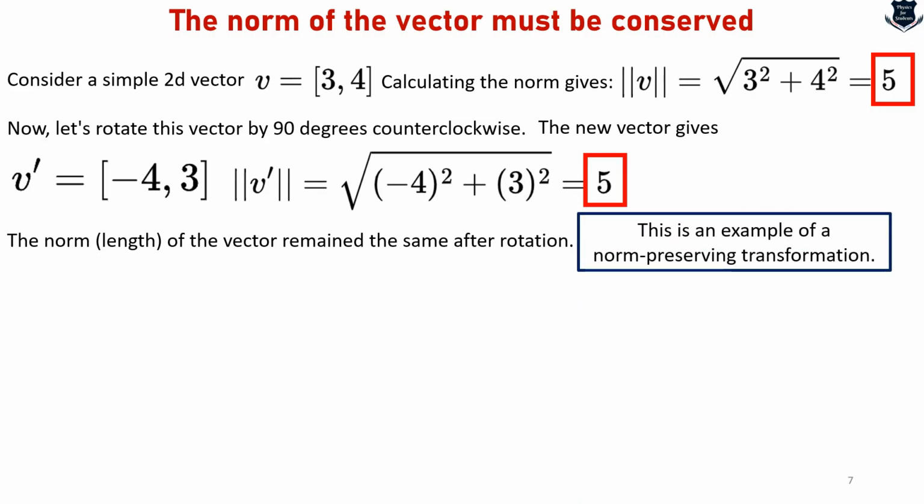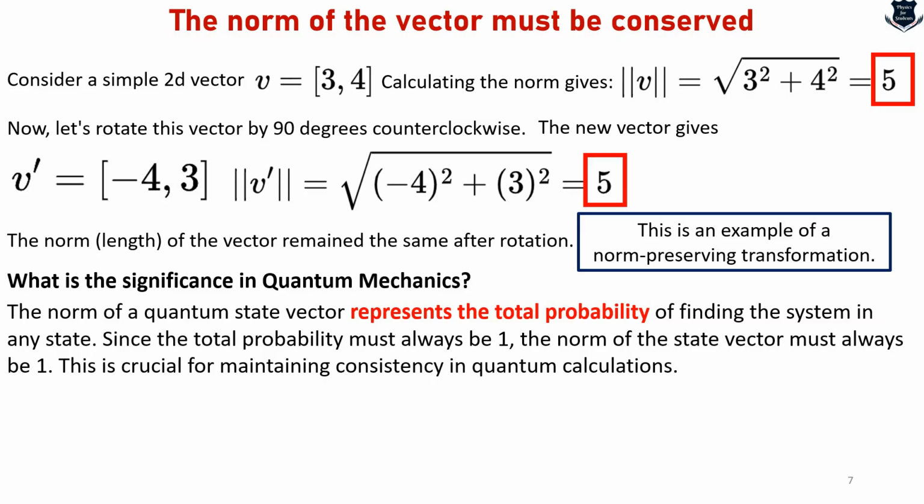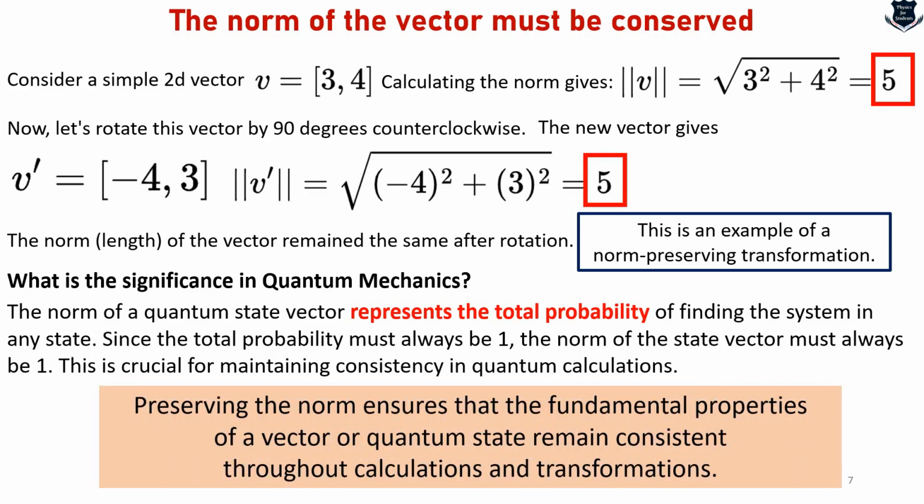So from here we can say that this is a very important example of a norm-preserving transformation. Now you might have a question: we understand all those things, this comes from a very basic understanding of mathematics, so what is the significance in terms of quantum mechanics? You see, if the total probability is 1, then the norm of the state vector must always be 1, and it is very important for maintaining consistency in calculation. What consistency? That we will explore in this part of the video. But remember that the norm of a quantum state vector actually shows the total probability. So if the total probability is 1, it helps us in certain quantum calculations.